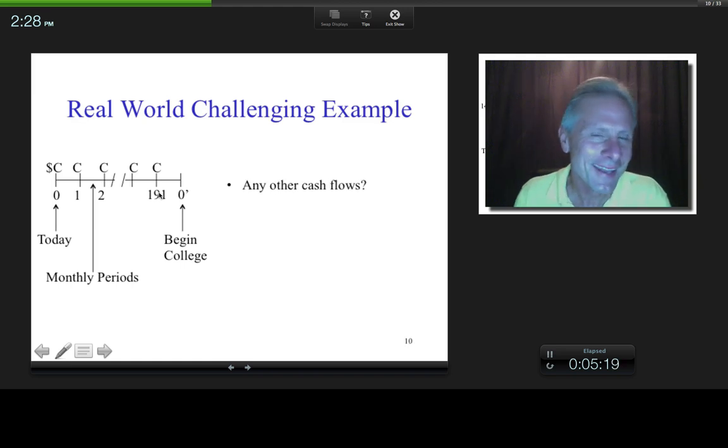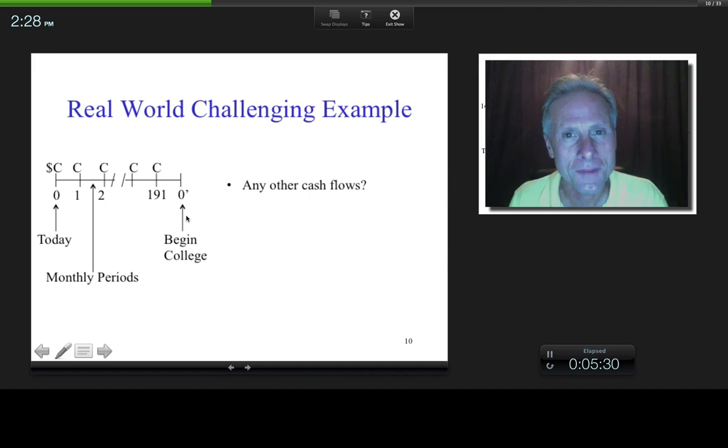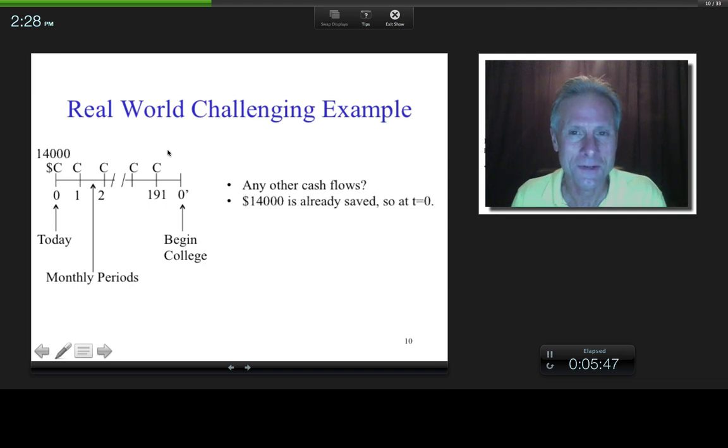So any other cash flows that are relevant to their savings? Well, do they already have some money saved up? They do, right? If you recall, that was $14,000. So where would I put the $14,000 on this cash flow timeline diagram? Well, if they have it today, is it 14,000 at time 0? It is, right? So it'd be 14,000 at time 0. So those represent all the savings, if you will, cash flows.